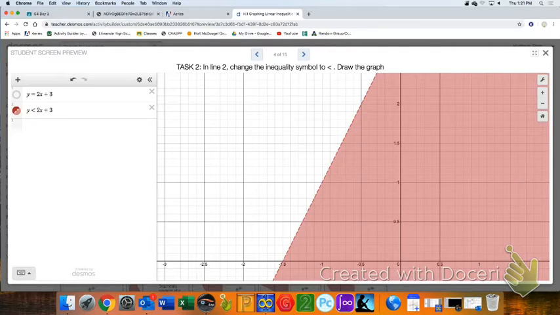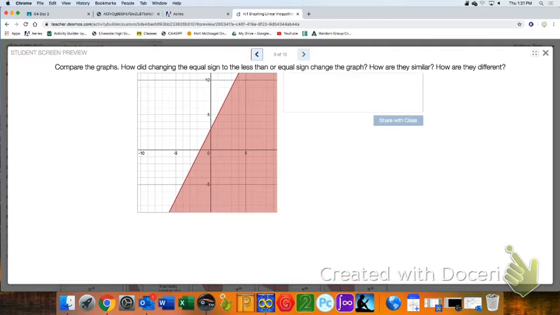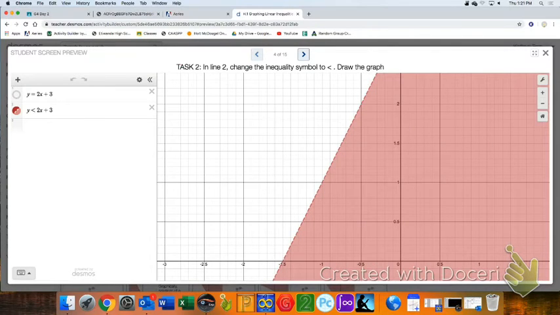What do you notice about that line? It's dashed or dotted, however you want to say it. What does that tell you? How's that different than... It's not a solid line. It's a dashed line. So changing the symbol changed the way the line looks. Right? So continue on through the next few tasks. And you're going to compare what makes the shading change and what makes the line change from a solid to a dotted line.